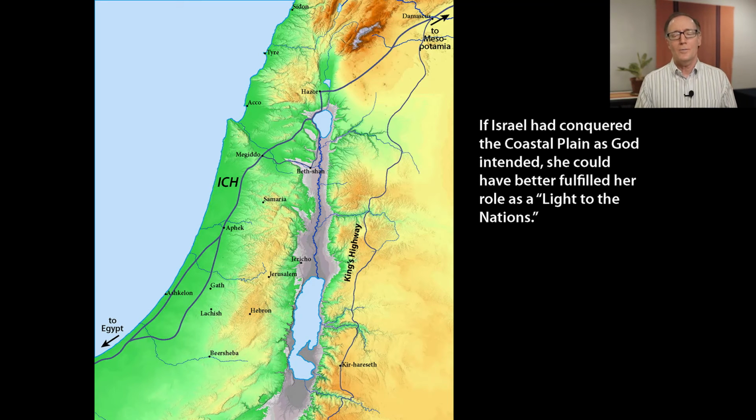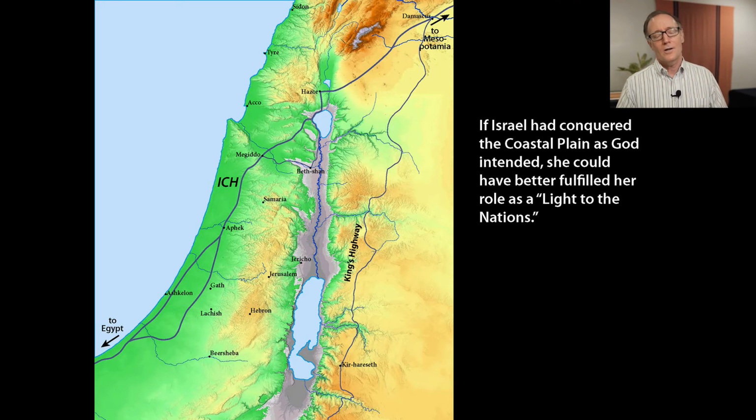It has no name in the Bible. We just refer to it as the International Coastal Highway. But God's plan was for Israel to have an influence on those Gentiles traveling up and down that international route from Egypt to Mesopotamia. His plan was for Israel to conquer the entire nation.